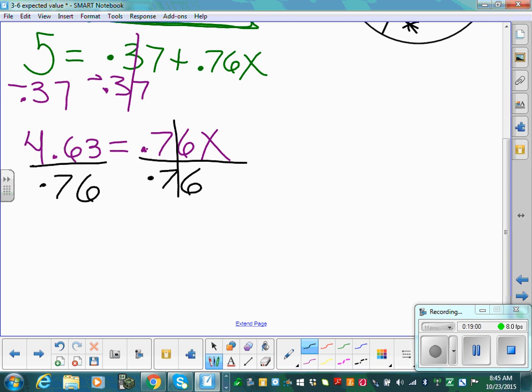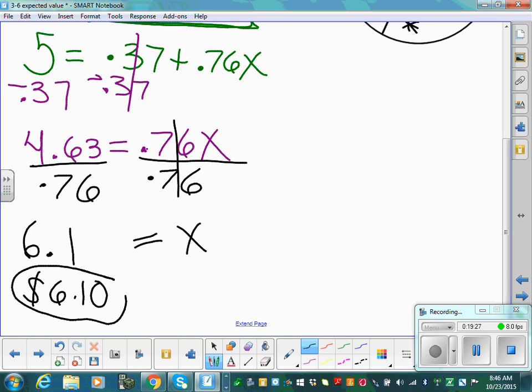So then it divides out over here. X is alone. So x is equal to 6.1, so $6.10. If we need the expected value to be 5, x must be equal to $6.10. Very good. So does everybody see how I did that algebraically? It was backwards, right? And then we had to use algebra to get x alone.